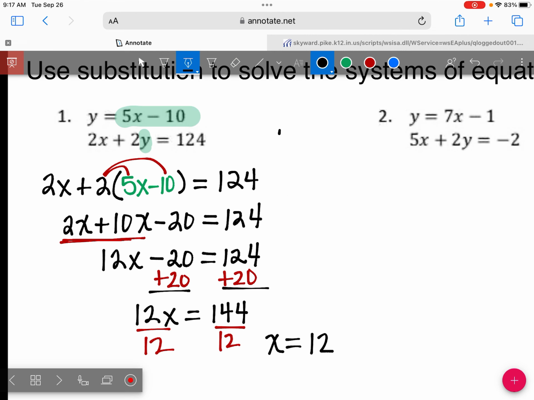So now you need to find y. I want you to find y by substituting 12 in this equation. So y equals 5 times 12 minus 10. I'm going to take this 12 and substitute it into this top equation. So put the 12 right here. So y equals 5 times 12 minus 10.